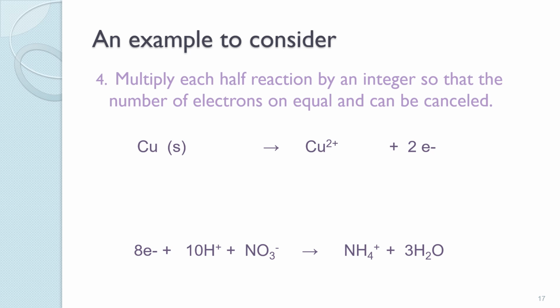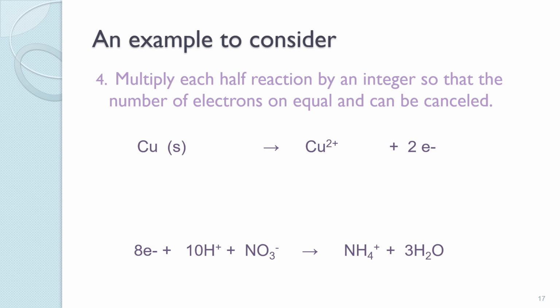Sometimes, like in this case, they're both even, so that's easy because the least common multiple of 2 and 8 is 8. So this equation we can leave alone. But this equation, in order to get 8 electrons, we're going to have to multiply by 4. So everything here has to multiply by 4. If we do that, we get 4 coppers, gives us 4 copper ions, and then 8 electrons. So now my electrons are the same. I'm going to go ahead and erase that because that's what's going to show up in a second.